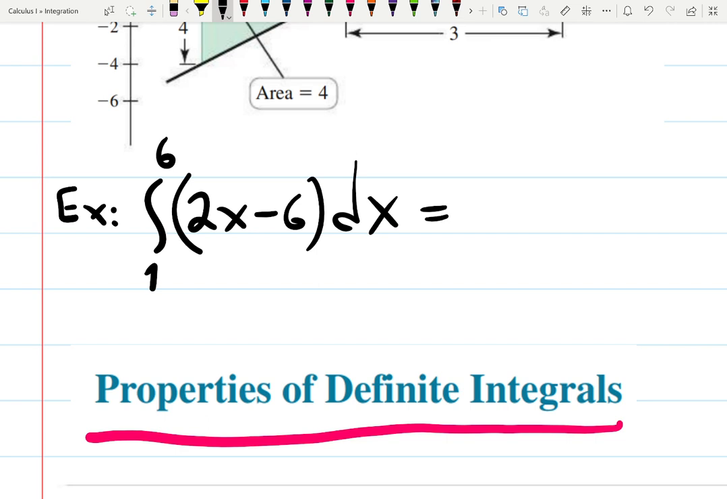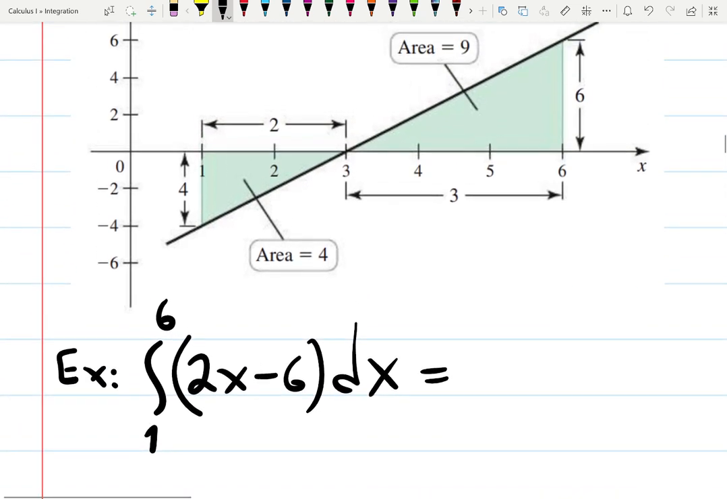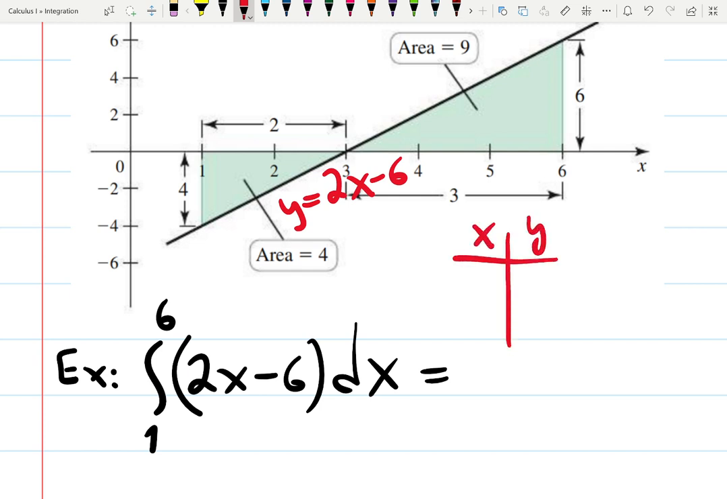Step number 1, sketch the graph. Here's the graph. This is y equals 2x minus 6. Either use a graphing calculator, or my way of sketching the graph is choosing 2 points for a line. When x is 0, y is minus 6. When x is 3, y is 0. So I know it's going to go here, goes through 0, continues. So you only need 2 points for the line.